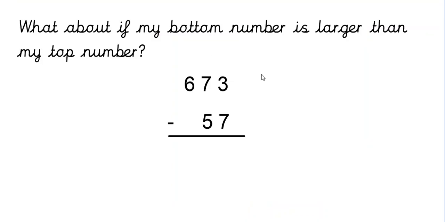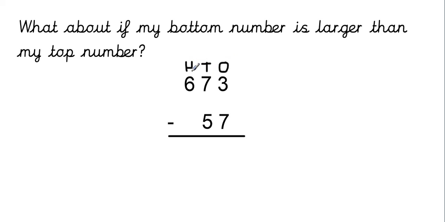Okay, so we're going to have a look now at putting this into the column method once again. So the first thing we're going to do is identify our columns as always. So we're going to start from the right. We know that that is our ones column. Then the tens follows the ones, and then the hundreds follow the tens, like so.